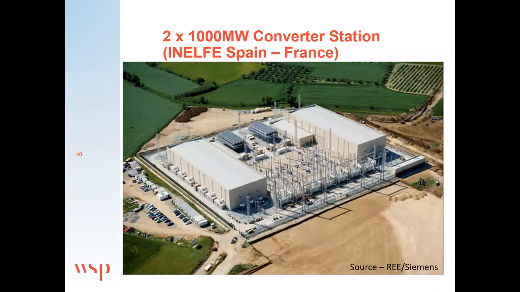I should say this is one I didn't build earlier. I have visited this station, but not involved in any way in its building. This is an example of it, an exact duplicate of the Akron scheme. This is the 2x1,000 megawatt HVDC link between Spain and France, known as the Nelfi. This is the Red Eléctrica España station, close to the city of Figueres.